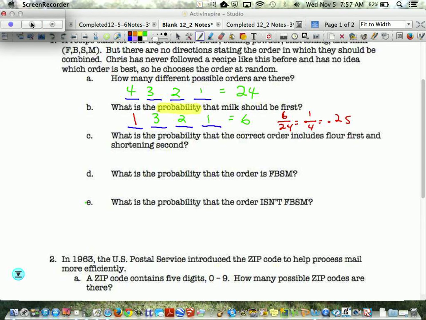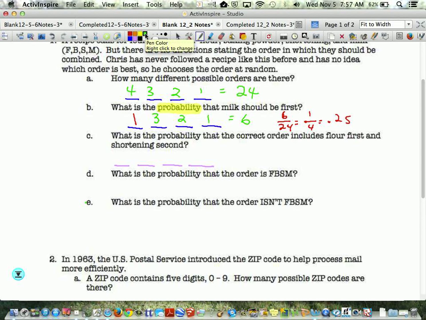So what is the probability? Again, they're not asking for how many, they're asking for probability. So you have to take whatever you find and divide by the 24. So we could put our 4 blanks down. And in this case, it includes flour first. How many ways can flour go first? 1. How many ways can shortening go second? 1, which leaves you with 2 choices there, and then only 1 choice there. So 1 times 1 times 2 times 1, there are only 2 ways that this can happen.